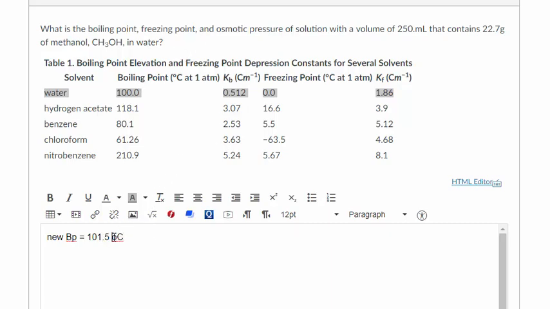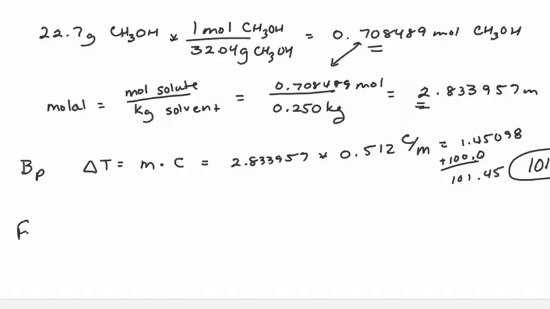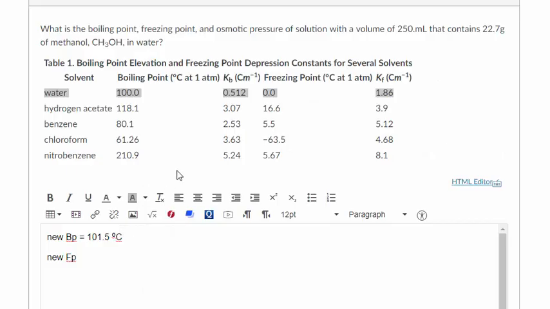Select it, superscript it. So now I'm going to calculate the new freezing point. For the freezing point, it's a similar calculation. It's what we do at the end that's different. We use the 2.833957 molality, but now we need the freezing point K, 1.86.